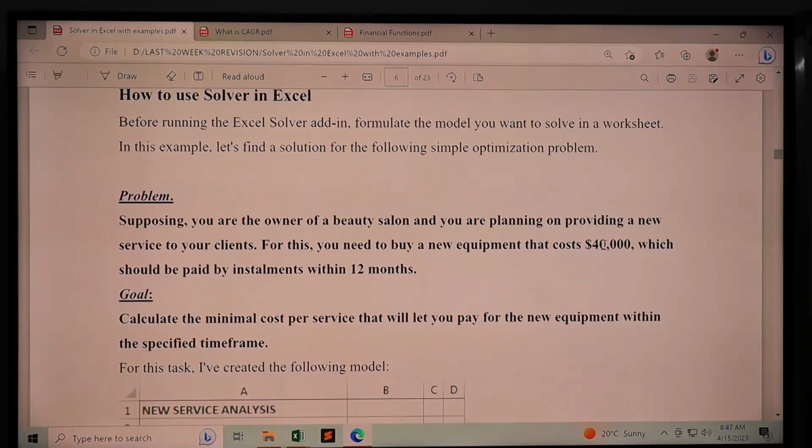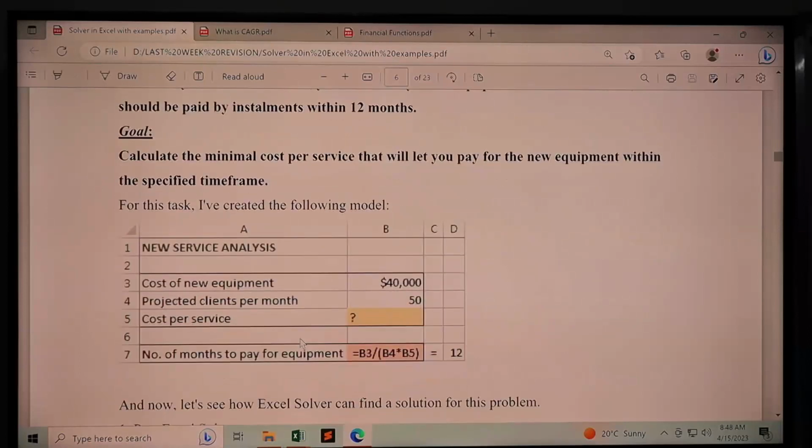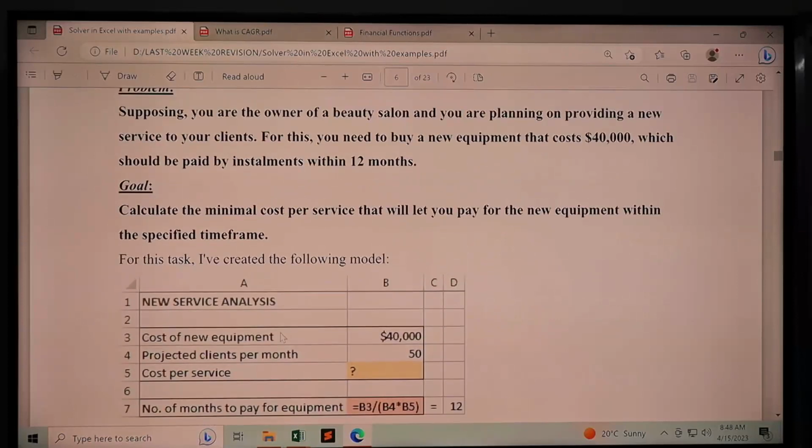That is the first constraint, which should be paid by installment within 12 months. So you're supposed now to compute the minimum cost. That is something else you need to solve. The minimum cost that lets you pay for the new equipment within that specified time frame. So that means you are given the two constraints.